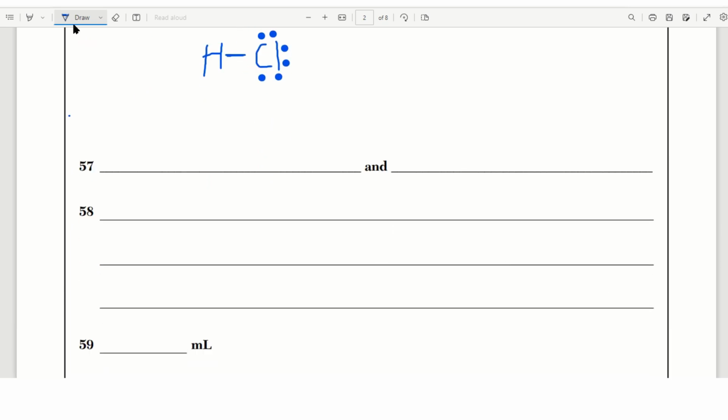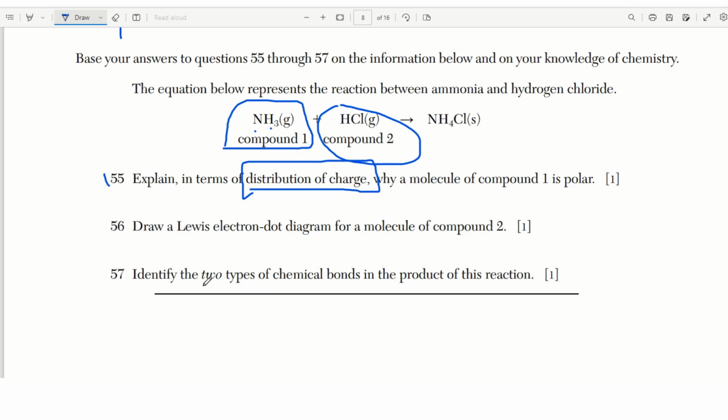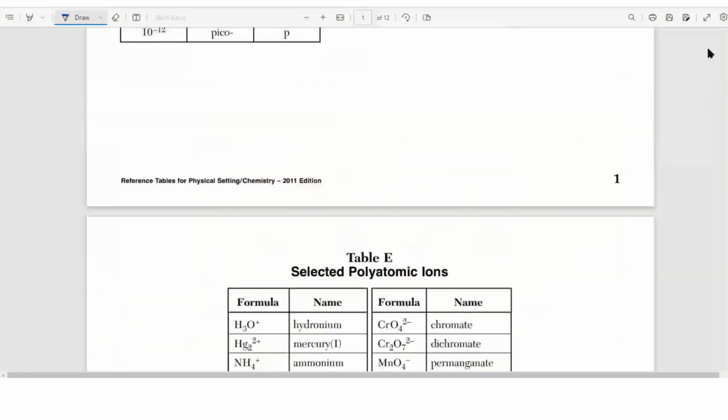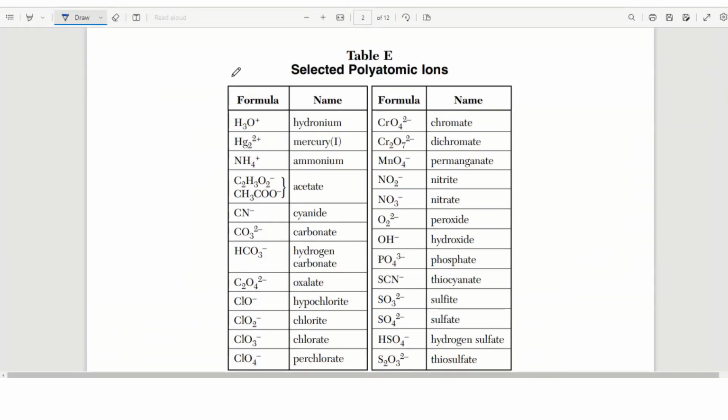And let's see, 57. Here we go. Identify the 2 types of chemical bonds in the product of this reaction. So here's the product. What do we notice? If I go back to the reference tables and I go right here, here is ammonium. It is on table E.